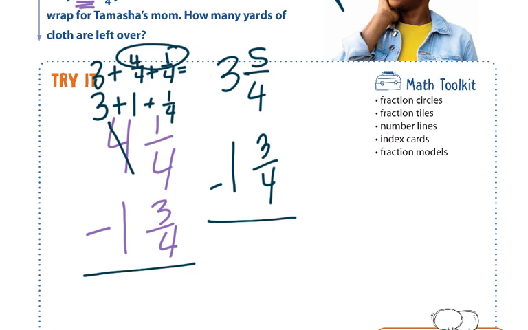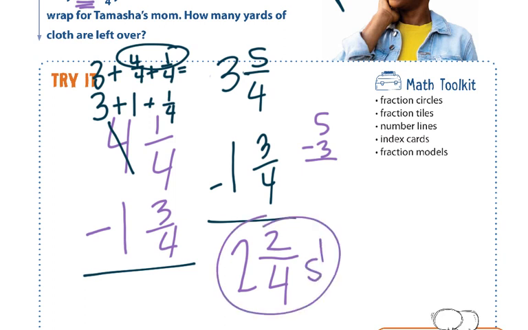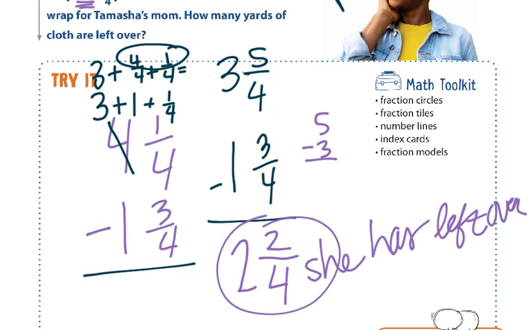Now it's possible. 5 minus 3 is what, Tayden? 2. Does my denominator change? Never. 3 minus 1, Dryston? 2. This is how much she has left over. Okay. Awesome. Turn the page.